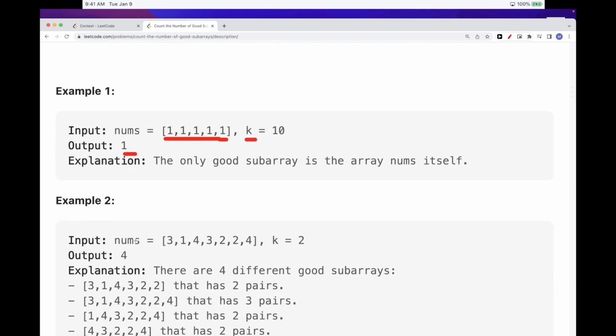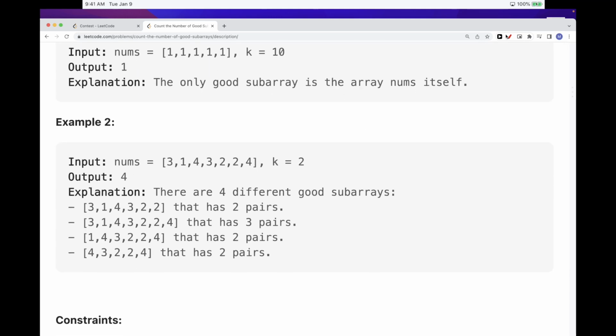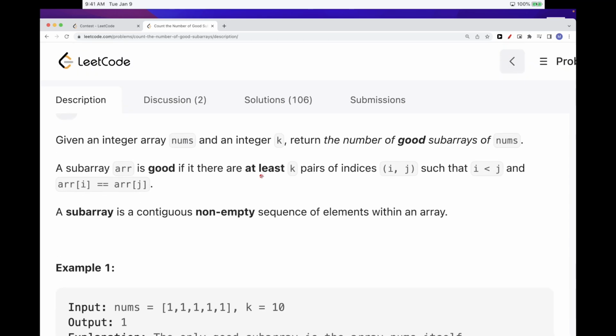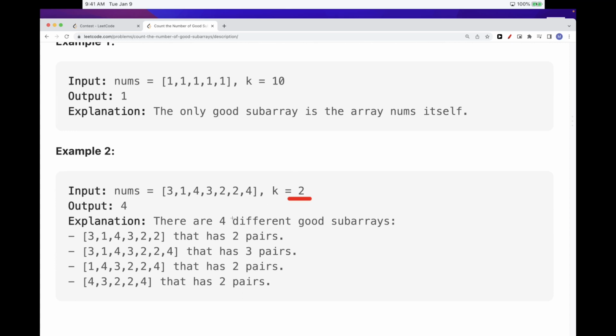Okay. Now if you take a look at the second example, it is a little bit more interesting. K equal to 2, which means we need at least 2 pairs of indices, right? If we take a look first here, one, that's not enough. Even if we go till 3, still not enough, because we only have 1 pair with 3 and 3. Here we have 2 pairs, right? With this one, and this one. So that's a valid subarray that we have.